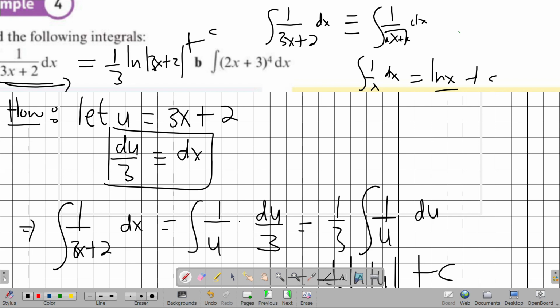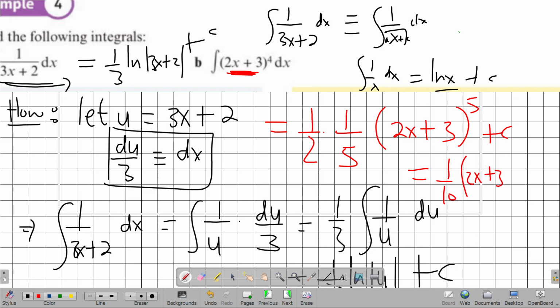So clearly using that pattern, I can also see here the derivative of 2x + 3 is 2. So I'll divide by 2. Then if I integrate this whole function, I'm going to have to add 1 to 4. Then I also divide like this. Then I'm going to have to say (2x + 3) to the power of 5 plus c, which can be written as 1 over 10 (2x + 3) to the power of 5 plus c is the answer.